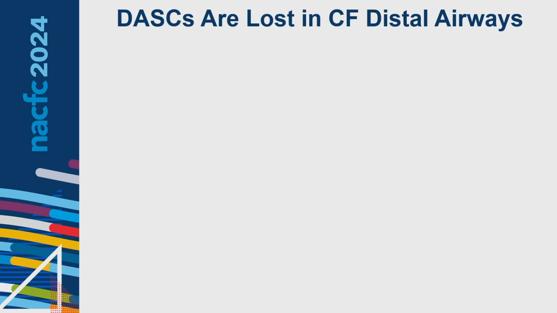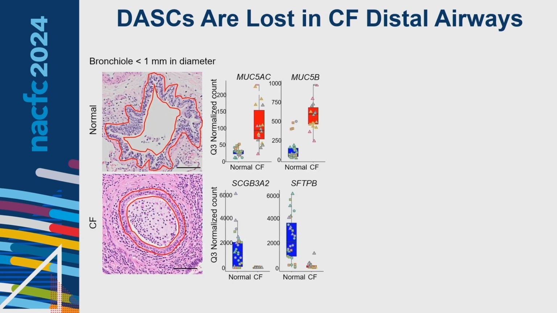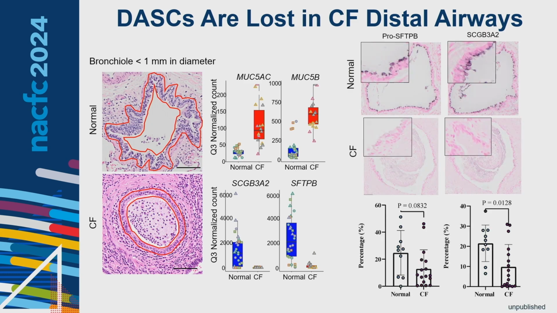While there is no published data regarding how they're affected in cystic fibrosis, we believe that DAS are lost in the CF distal airways. Spatial transcriptomics shows that the DAS markers are downregulated in the CF tissue, and MUC5AC and MUC5B are upregulated instead. This data was then validated using IHC for DAS markers. As you can see, in the normal cells there are SFTPB and SCGB3A2 positive signals, but there aren't any in the cystic fibrosis.